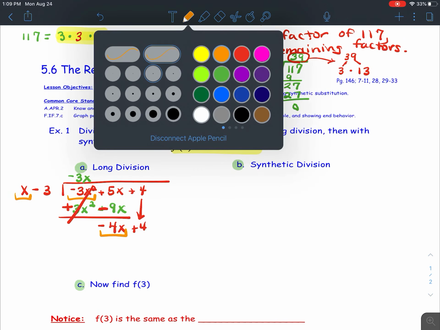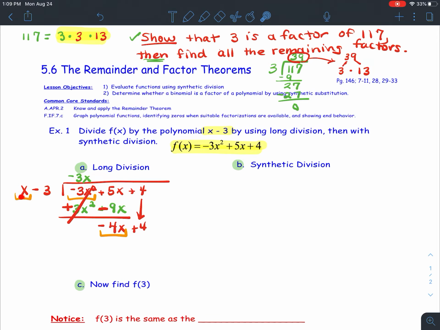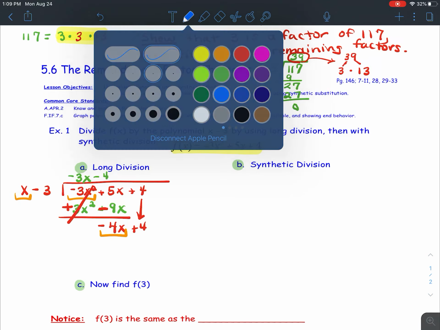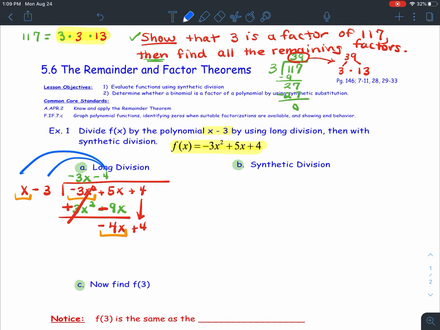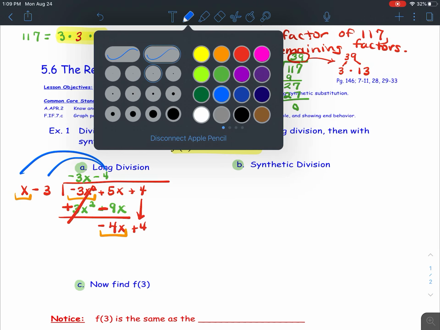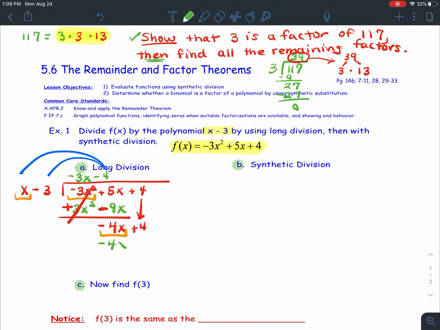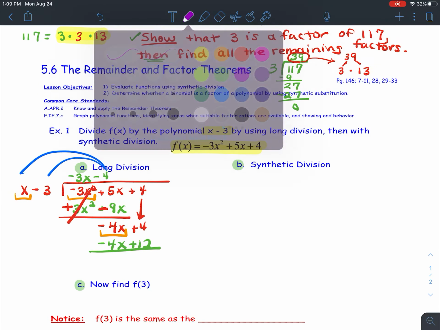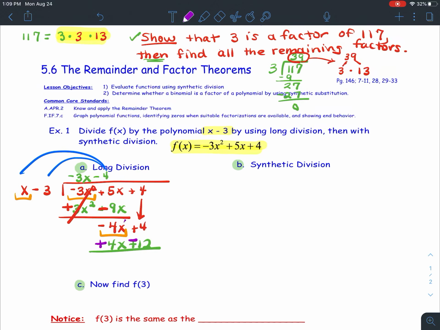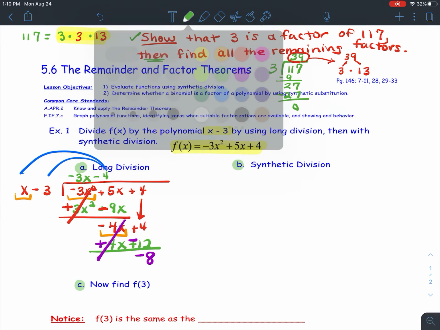Again, we're looking to compare this x out in front with this negative 4x, asking ourselves, what would we multiply x by to get it to look like a negative 4x? And the answer is negative 4. We'll then distribute that negative 4 to both of the terms out in front. We would get negative 4x plus 12. Again, we need to make sure that we are flipping the signs.